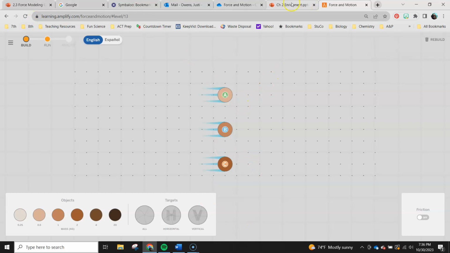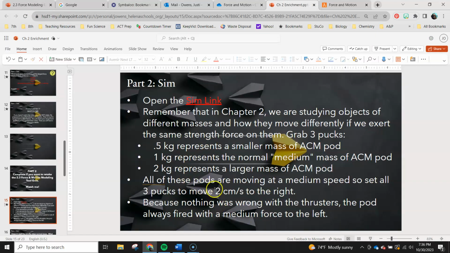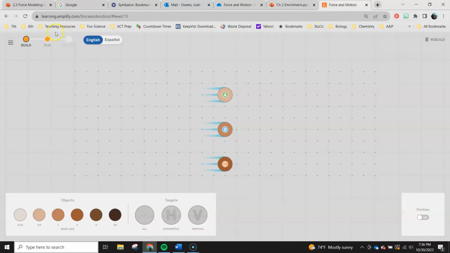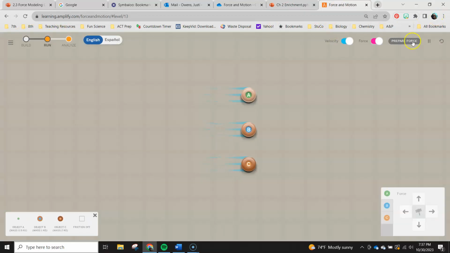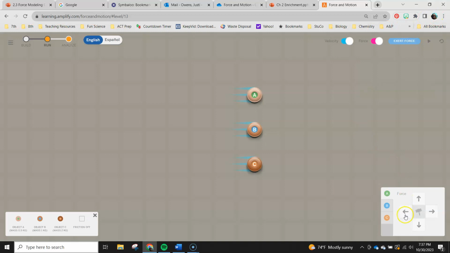Okay, so then I'm going to go ahead and apply a force. Because nothing was wrong with the thrusters, the pod always fired with a medium force to the left. So we're going to do just that. We're going to apply a force. Here we go, hit run, prepare force, and we're going to do a medium force out of 1, 2, and 3. A medium would be 2 to the left, because remember the thrusters work to slow the pod.